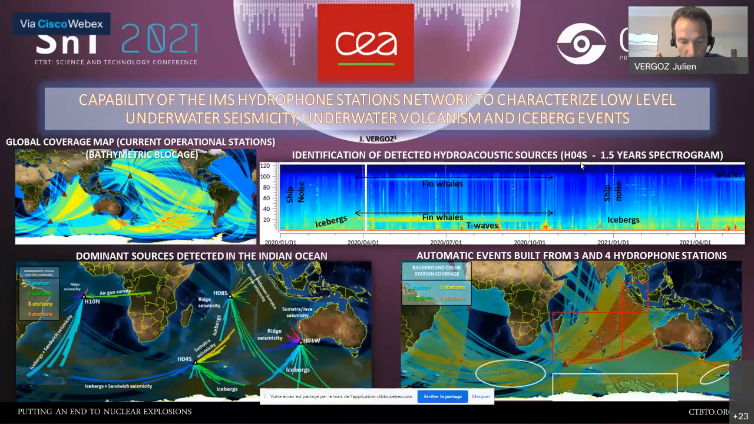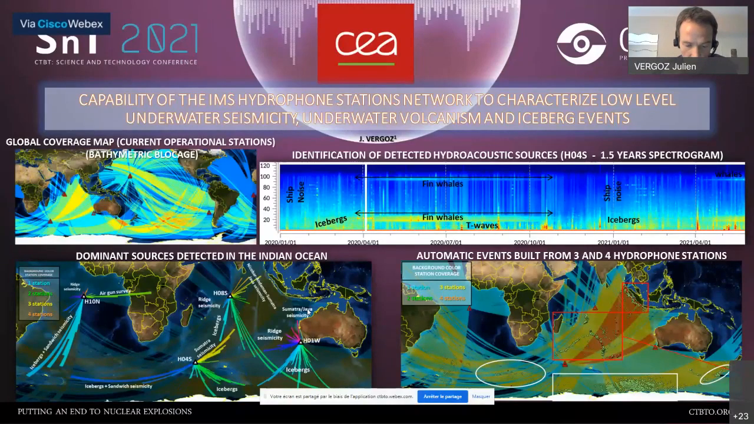So for example, in the Indian Ocean, this allows us to identify the dominant sources associated with detected hydroacoustic signals. And we estimate that the most active sources are associated first with icebergs from Antarctica, second with earthquakes and volcanism at spreading centers, third with airgun surveys, and fourth with marine mammals, and in particular fin whales.